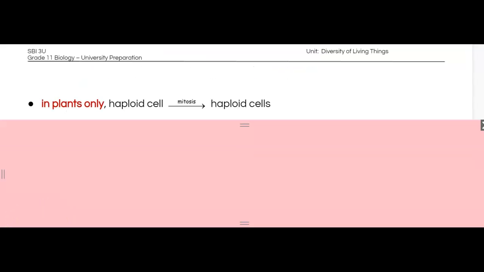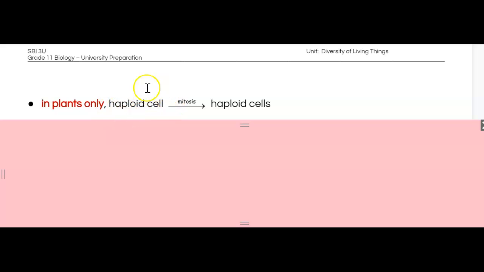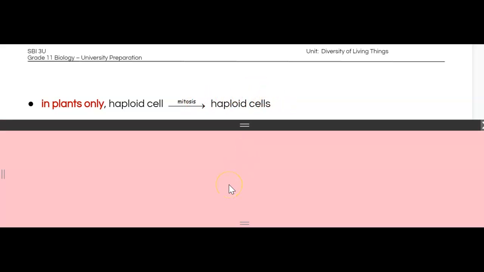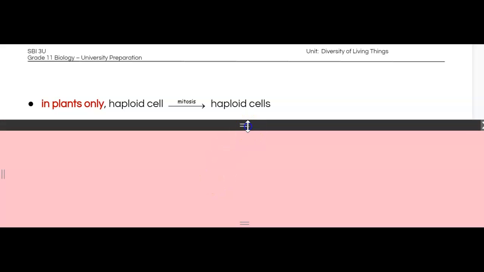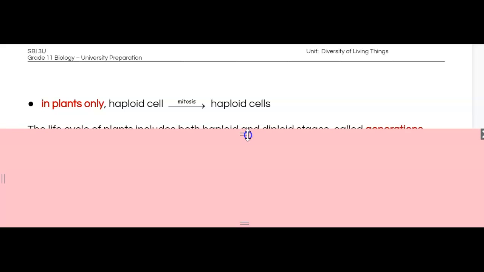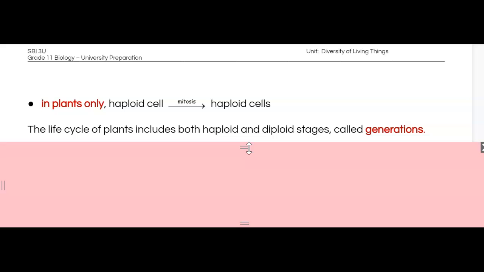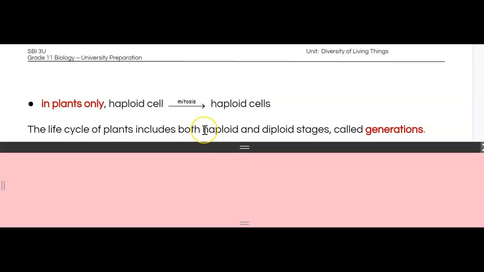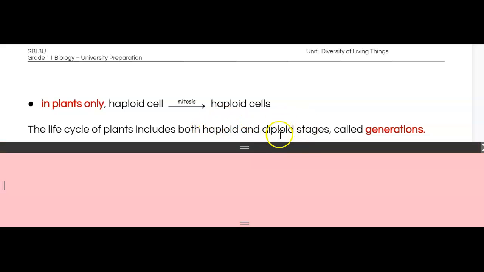Now, something really weird and unique to plants. This does not happen with humans or animals for that matter. In plants only, they can take a haploid cell by the process of mitosis and make another haploid cell. That is unique to plants. Animals don't do that. So that brings us to a process that plants undergo for reproduction. That plant life cycle has a special name. It's called an alternation of generations because part of its existence is in the haploid stage and part of it is in the diploid stage.